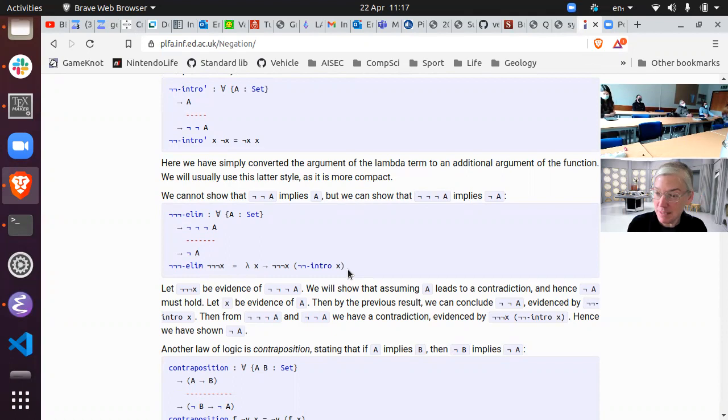Yes, I would be reasonably confident that you could say, suppose there were such a proof, then because it's of functional type, it must begin with a lambda. And then that lambda must have an initial argument of type not A.